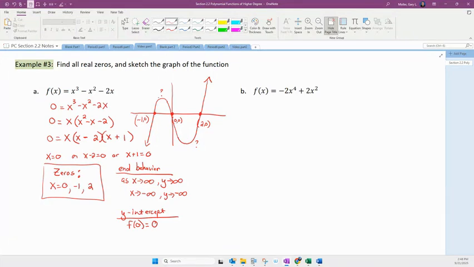Let's jump over and do B. I'm going to find the zeros. Oops, that's a negative. Negative 2x to the fourth plus 2x squared. I'm going to factor out a negative 2 and an x squared. And that's going to give me an x squared minus 1, I think. I'm going to check my math. Negative makes negative, 2x to the fourth, positive 2x squared looks good. That factors further as the difference of two squares.